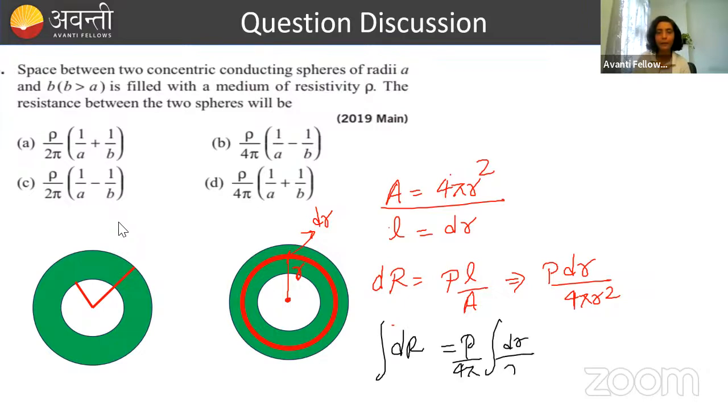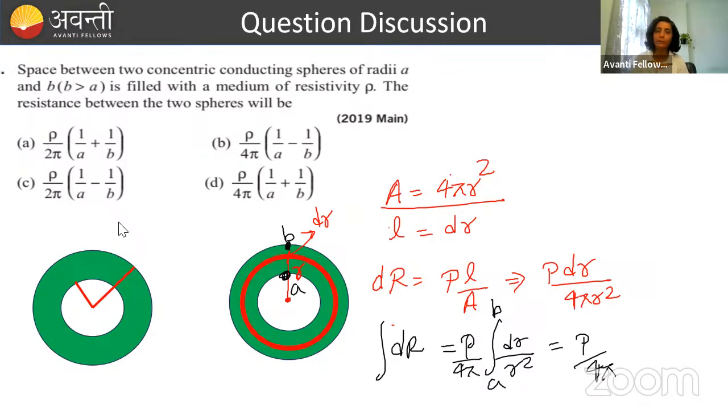So dr by R square. What will be the integration of this, and how will you take the limits? This strip will vary from here to here. Current is flowing in this region, so R will vary from A to B. Now you just need to put the values. Rho by 4 pi into the integration of 1 by R square.